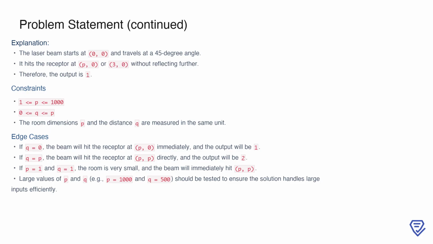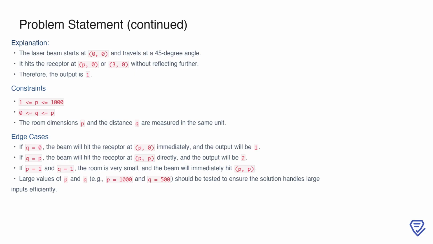To summarize the constraints and edge cases, the side length of the room, P, can range from 1 to 1000, and the distance Q, which determines how the laser moves vertically, can be between 0 and P. If Q equals 0, the laser will immediately hit the receptor at P, 0, resulting in an output of 1. On the other hand, if Q equals P, the laser will directly reach the receptor at P, P, with an output of 2. For a very small room, such as when P equals 1 and Q equals 1, the laser immediately reaches P, P again.